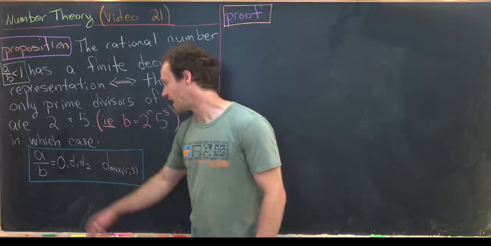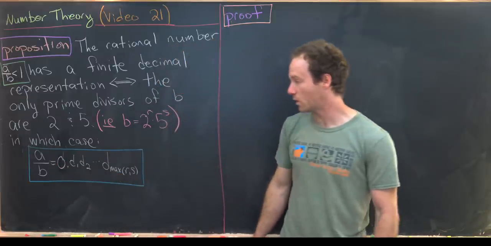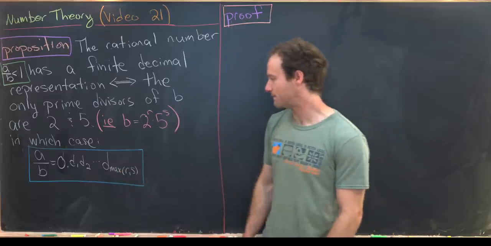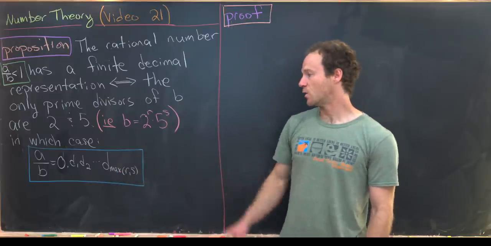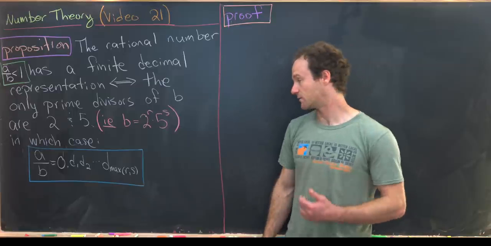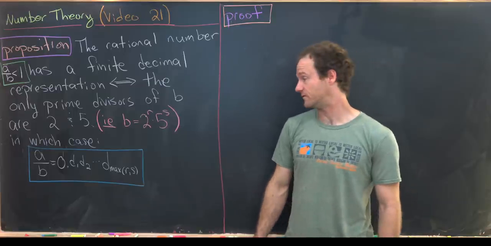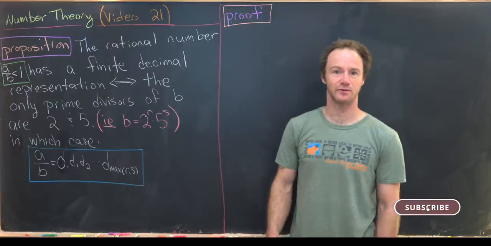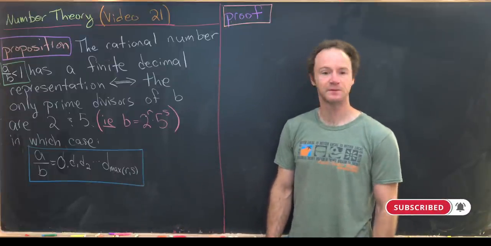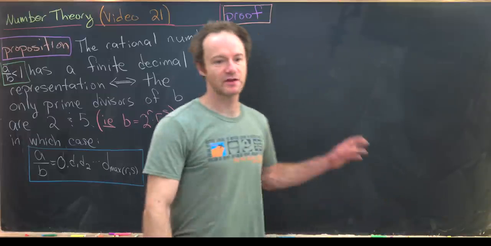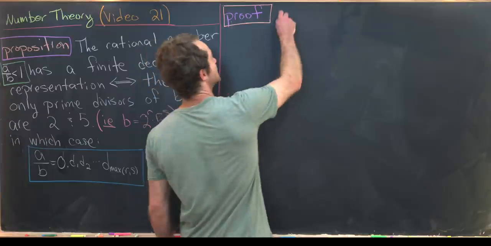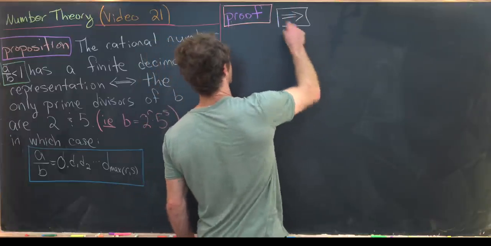So in other words, a over b is equal to 0.d1, d2, d3, all the way up to d max of r and s, where these di's come from the set of numbers between 0 and 9. Obviously, this last one can't be 0, because then we would cut off too early. Okay, great. So let's look at this proof. Notice we have an if and only if statement, so we have two things to prove. Let's start with the forward direction.